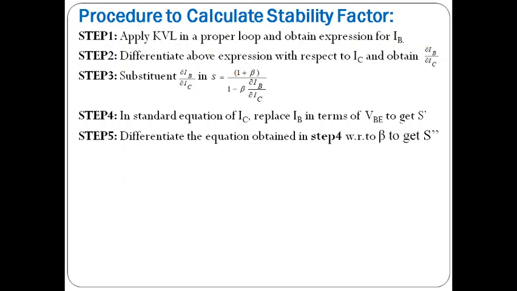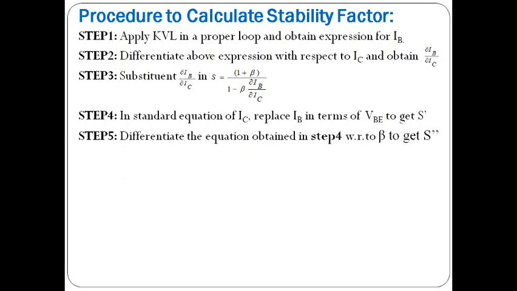How will you get the S dash? Stability factor S dash. So in the standard equation of IC, replace the IB in terms of VBE. Why? Because here we need ∂IC with respect to VBE, ∂IC/∂VBE. So we need to write the IC equation, beta IB plus 1 plus beta ICO. This IB must be replaced in terms of VBE. So we need to write the equation in terms of VBE, then differentiate with respect to VBE. You will get the S dash.